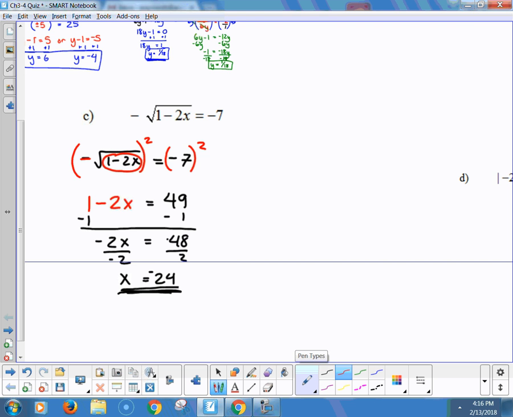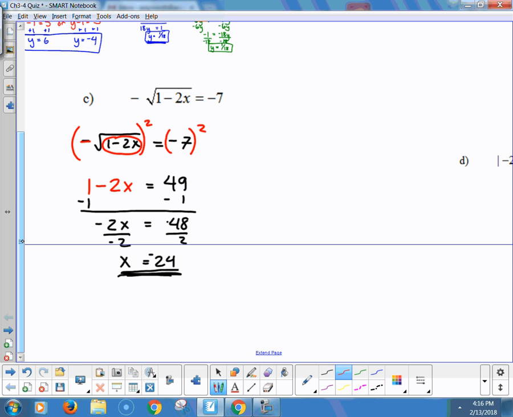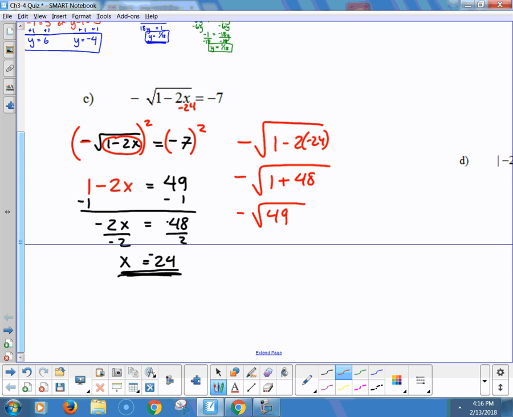Okay, you could check that -24 by plugging it into the original problem. If I plug -24 in here for x, what I get is negative square root of 1 minus 2 times -24. Well, that's negative square root of 1 plus 48, which is negative square root of 49, which is -7. So it checks out. So that was one way to go about solving this problem.